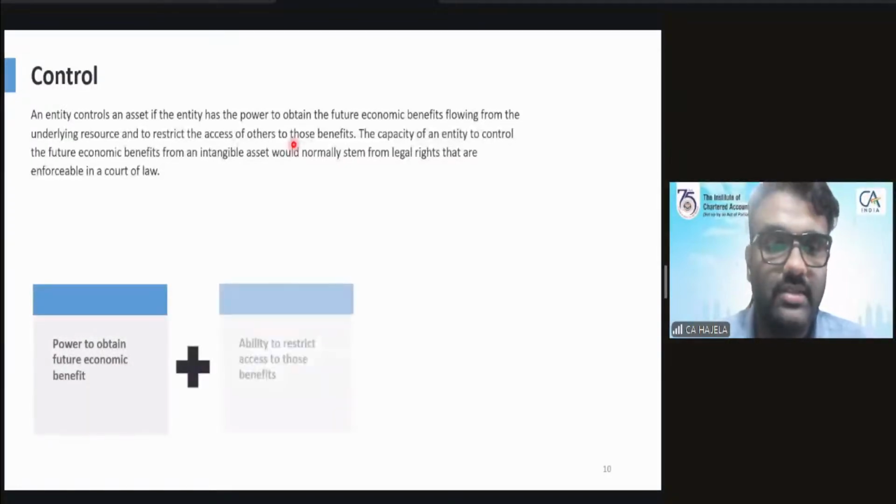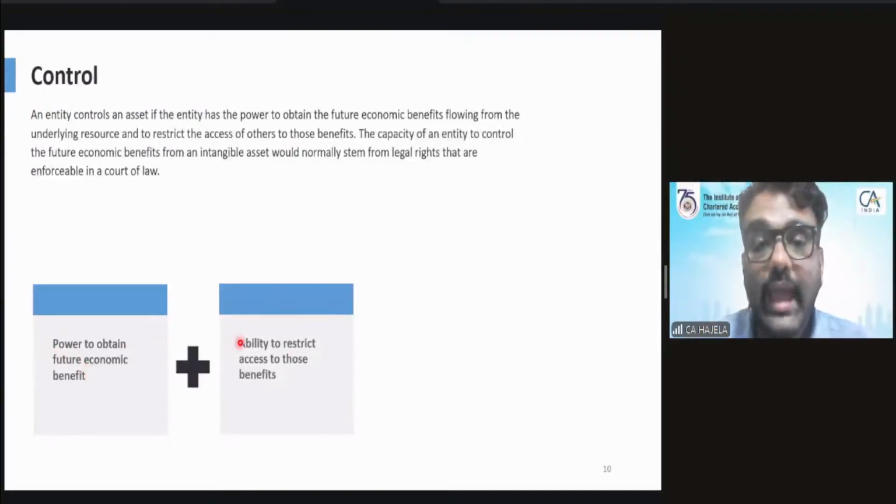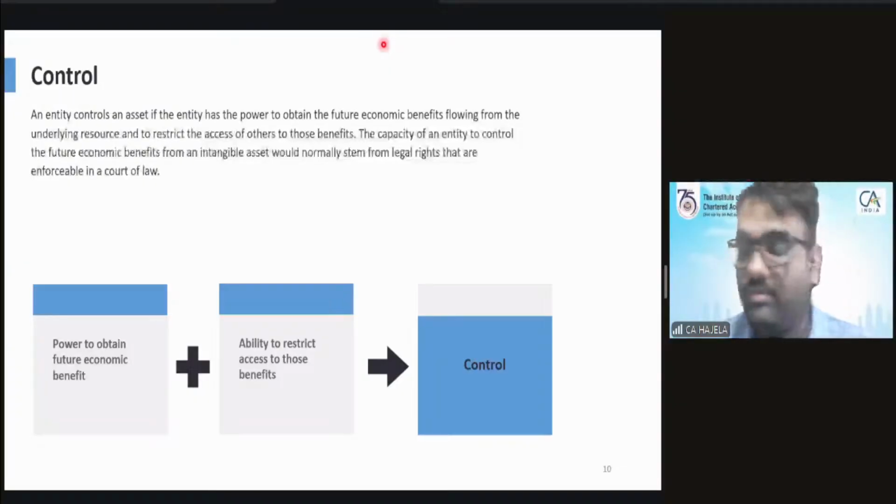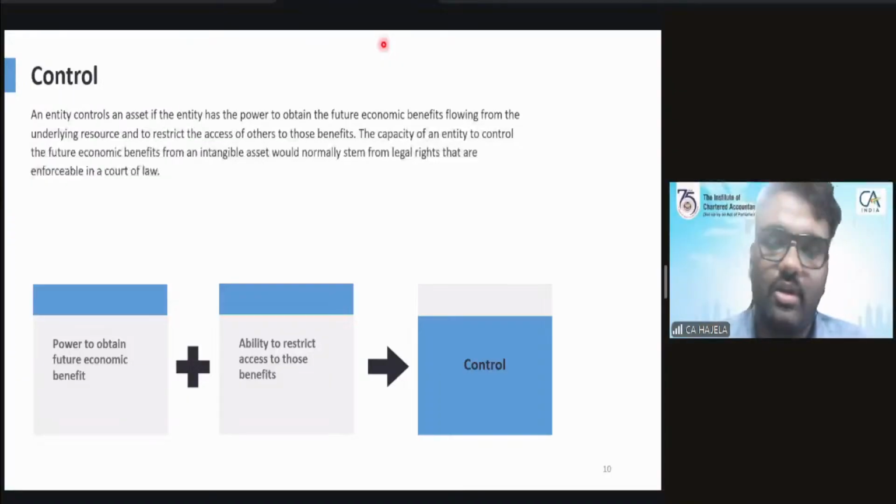So these are the points. Power to obtain future economic benefits and the ability to restrict access to those benefits by others is what we call control. So we will always have to assess whether we control a particular intangible asset or not, for us to take that decision whether this needs to be identified in the books of accounts or not.